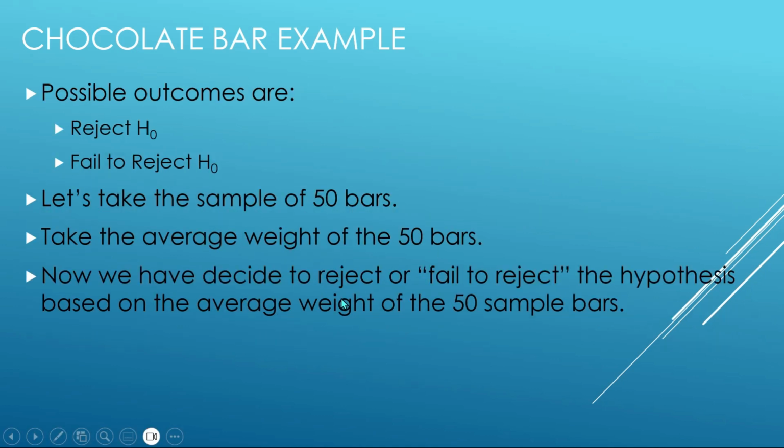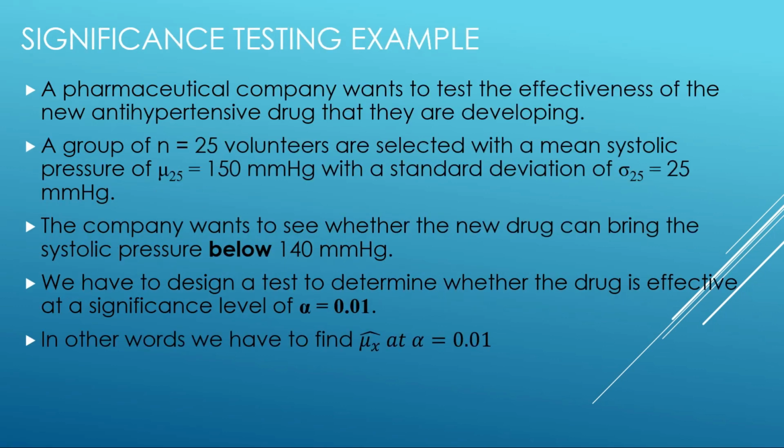Let's take the sample of 50 bars. Take the average weight of the 50 bars. Now we have to decide to reject or fail to reject the hypothesis based on the average weight of the 50 sample bars.